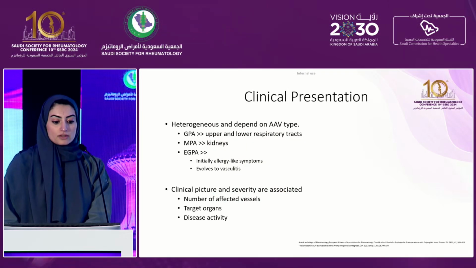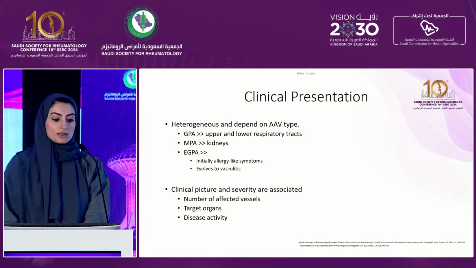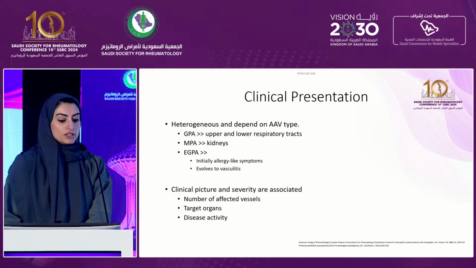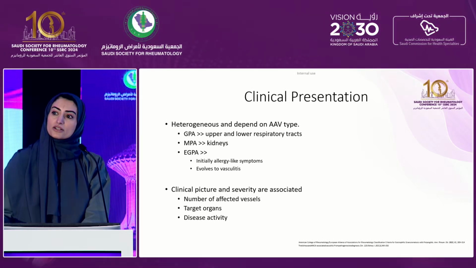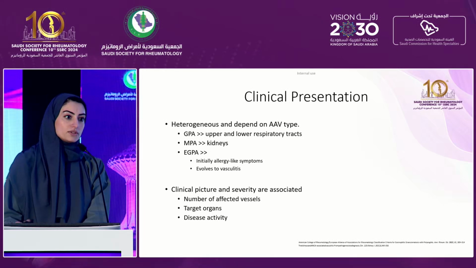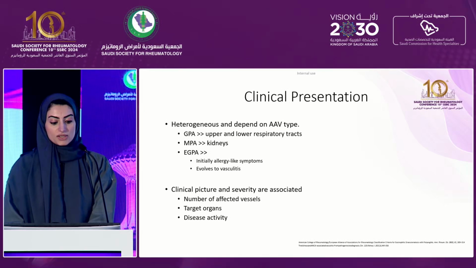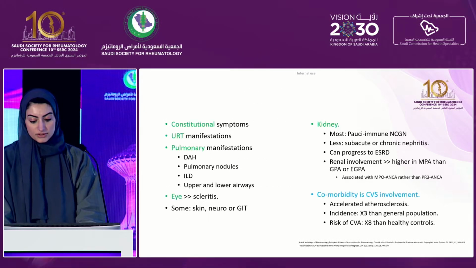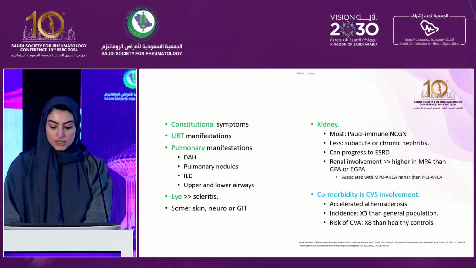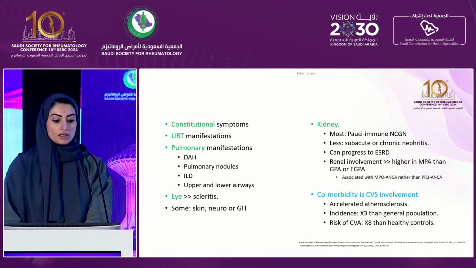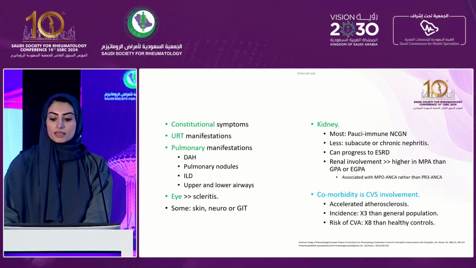Clinical presentation is heterogeneous, and it depends on the ANCA vasculitis type. For example, in GPA, we mainly see upper and lower respiratory tract involvement. MPA preferentially affects the kidneys. And EGPA initially starts like an allergy, including asthma, and then it evolves into definitive vasculitis. Clinical picture and severity of the disease is associated with the number of affected vessels, the target organs, and disease activity. Clinically, patients may present with constitutional symptoms, upper and lower respiratory symptoms, eye manifestations, and kidney manifestations. The most important one is pauci-immune necrotizing glomerulonephritis that can progress to end-stage renal disease.